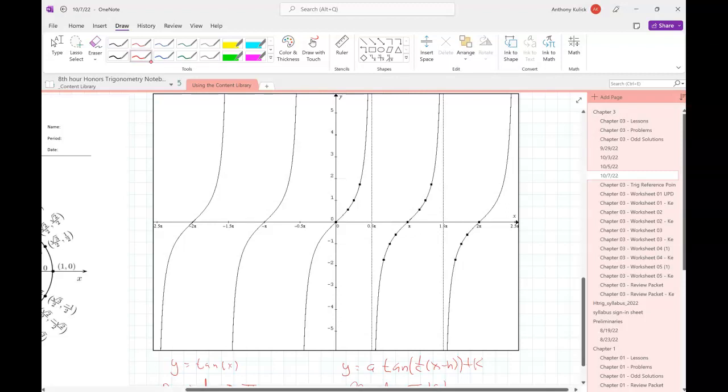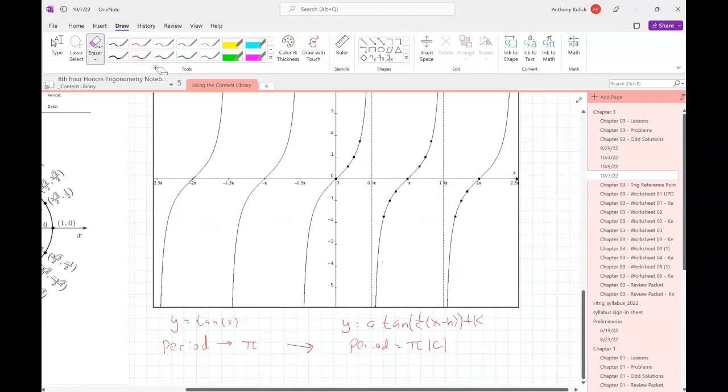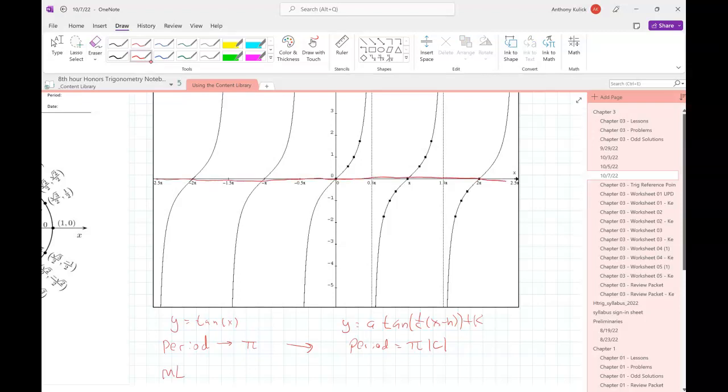Oh, we should have done midline first. Let's take a pause on amplitude and talk about the midline. Where's the midline at? Yeah, still y equals 0, right? So in the transformation, the midline will still just be y equals k.